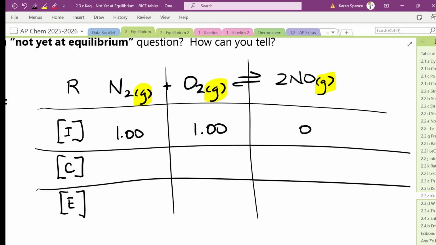You're going to use X for the change. Okay? So anytime you have a coefficient of 1, do the reactants go down or up? The reactants go down, so those are going to have negative signs. The products go up because we're shifting that way. And anytime you have a coefficient of 1, just call it X. Anytime you have a coefficient of 2, call the change 2X. And then we are going to have 1 minus X. Don't forget to keep your sig figs in there.